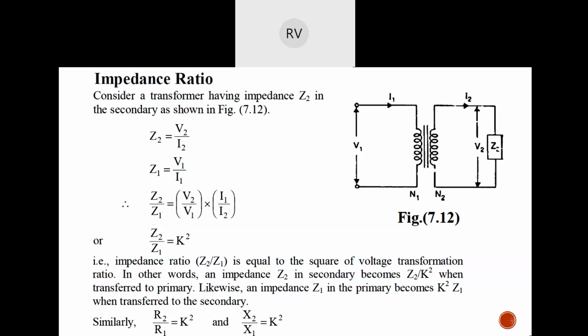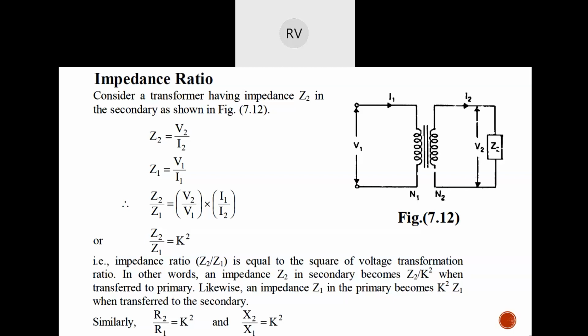So Z2 is equal to V2 by I2, and Z1 is equal to V1 by I1. So Z2 by Z1 will be written as V2 by V1 into I1 by I2, where V2 by V1 is equal to K. I2 by I1 is equal to 1 by K. So I1 by I2 will be K again.